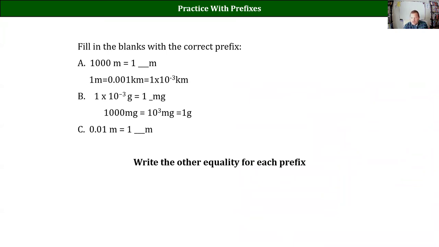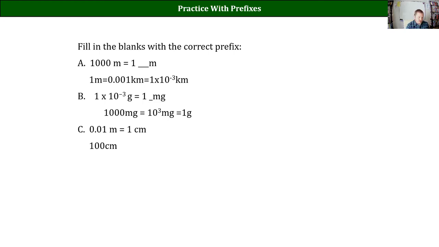And if we wanted to write 0.01 meters, that's a hundredth of a meter, is 1 centimeter. The other way of writing that would be 100 centimeters or 10 to the 2 centimeters equals 1 meter.